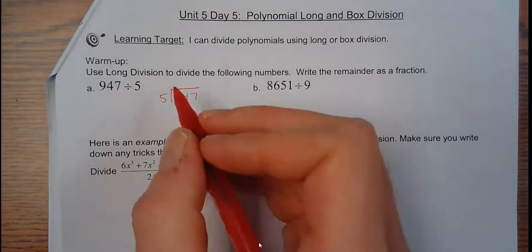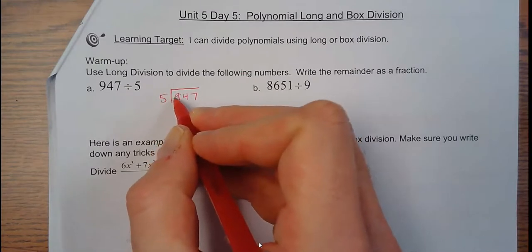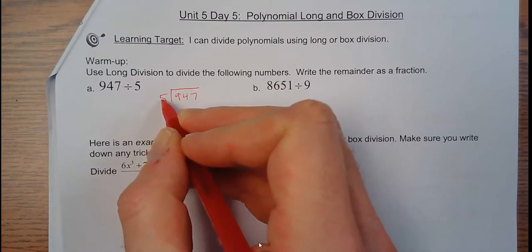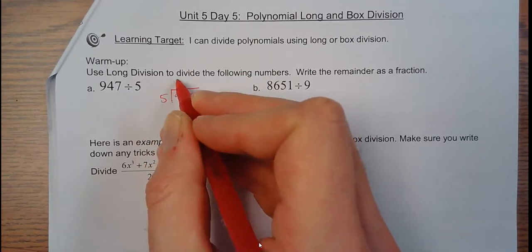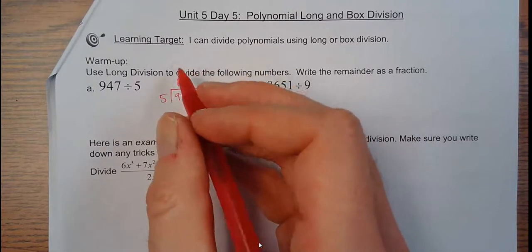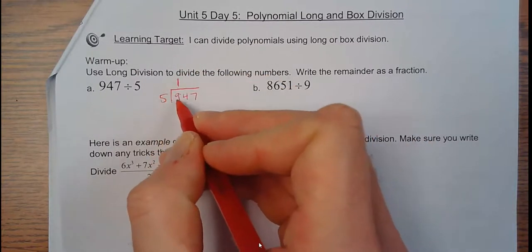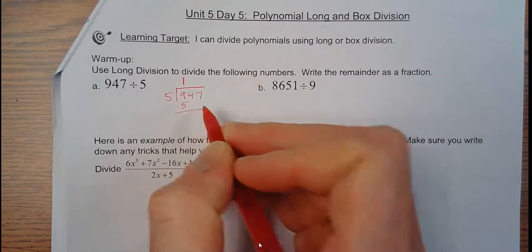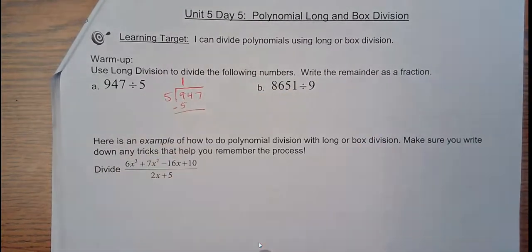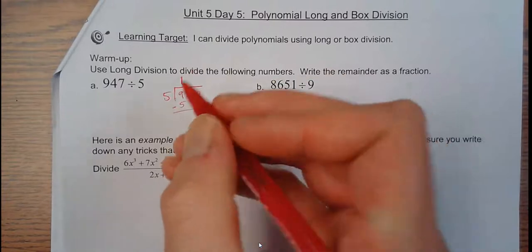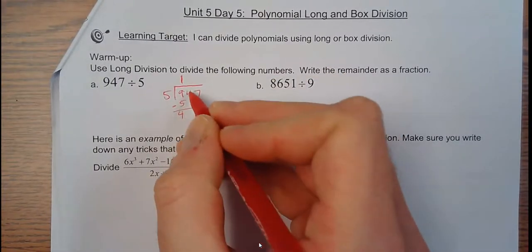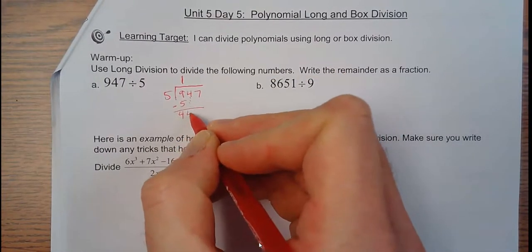Okay, and then what we do, we say, okay, so 9 divided by 5. Well, it goes in one whole time, so we put a 1. And I want to see how close did I get. So I'm going to take 1 times 5. That's a 5 here. And the next step is subtract. So we subtract straight down. So 9 minus 5 is 4. Then you drop the next number down.